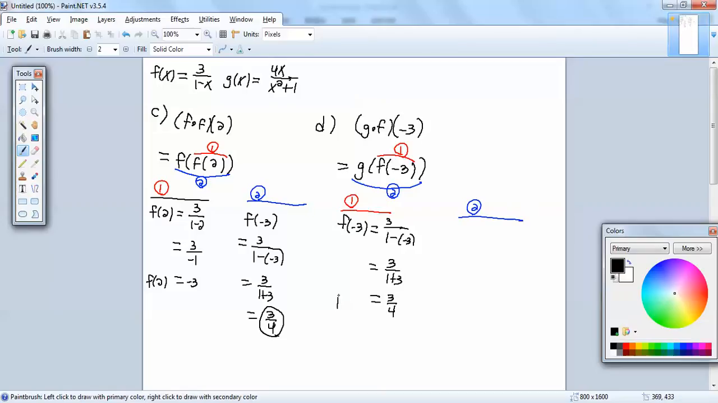We know that f of negative 3 is equal to 3/4, so we're going to replace the f of negative 3 right here with 3/4. So that becomes g of 3/4. So go to our g of x, and everywhere we have an x, we'll put in 3/4. So we've got 4 times 3/4 over 3/4 squared plus 1.